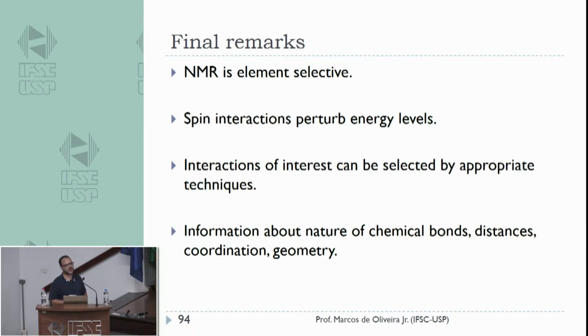We have spin interactions perturbing our energy levels, and from this comes our information. You saw that we have multiple techniques that we can use to pick up one interaction at a time, so we don't have all the information together. That would be hard to analyze. Then we can select appropriate techniques to detect only the part of the Hamiltonian that we are interested in, and then we can get information about our system.